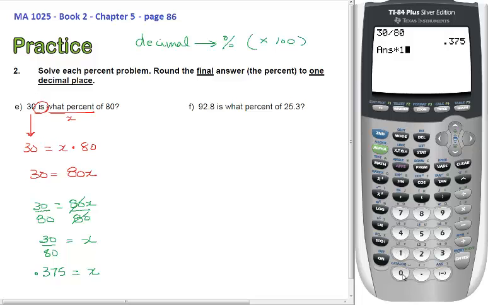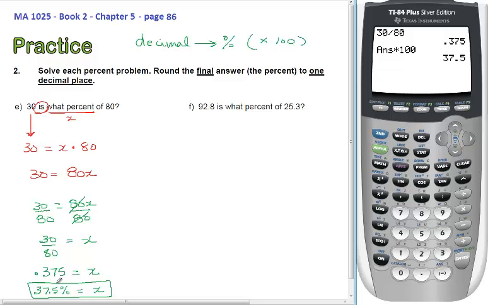We're going to multiply that by 100, and we're going to get 37.5%. So our answer is 37.5%. Remember, it asks us for what percent, so our answer has to be a percent.